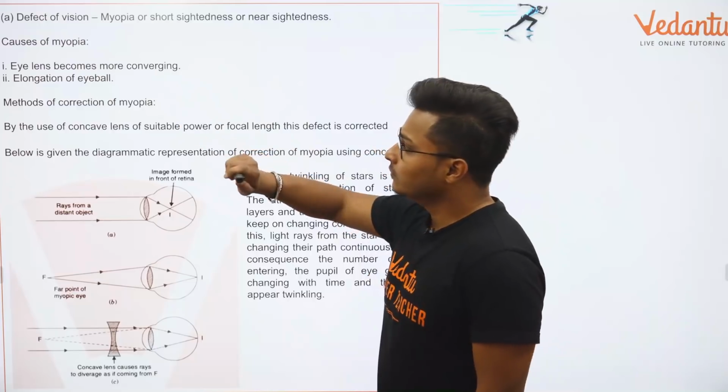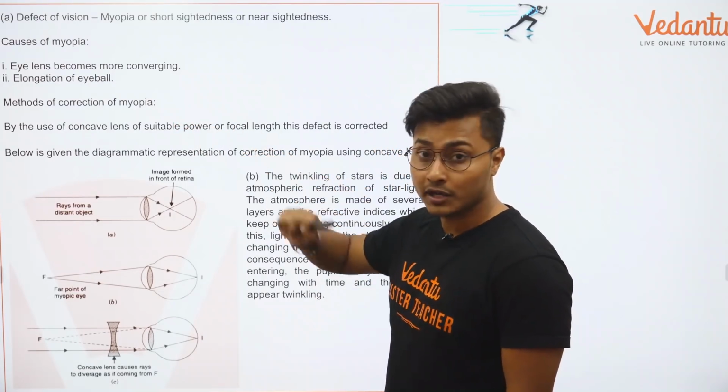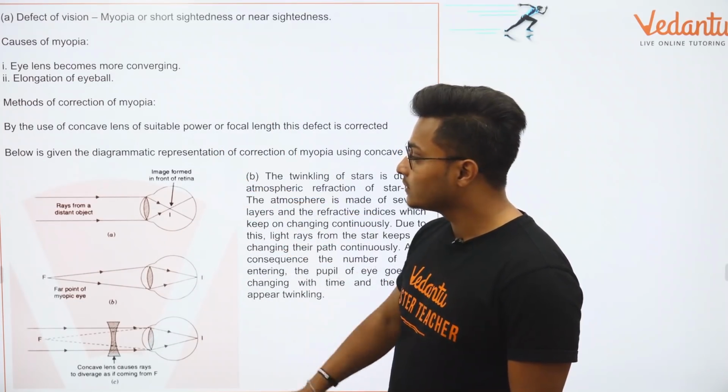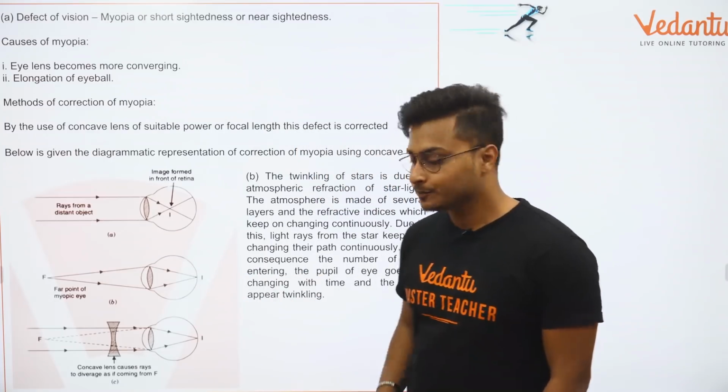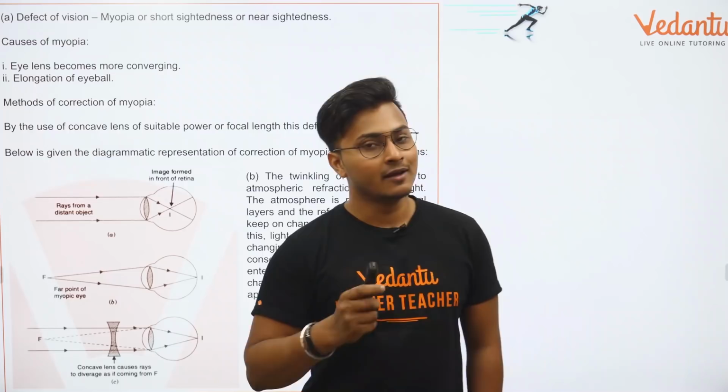Causes of myopia: the eye lens becomes more converging. Yes, that is the extra curvature of the lens. Going ahead, elongation of the eyeball also causes myopia. The method of correcting myopia is nothing but concave lenses, and this is how we will be correcting it. You also got the answer about the twinkling of stars, which is basically due to atmospheric refraction.